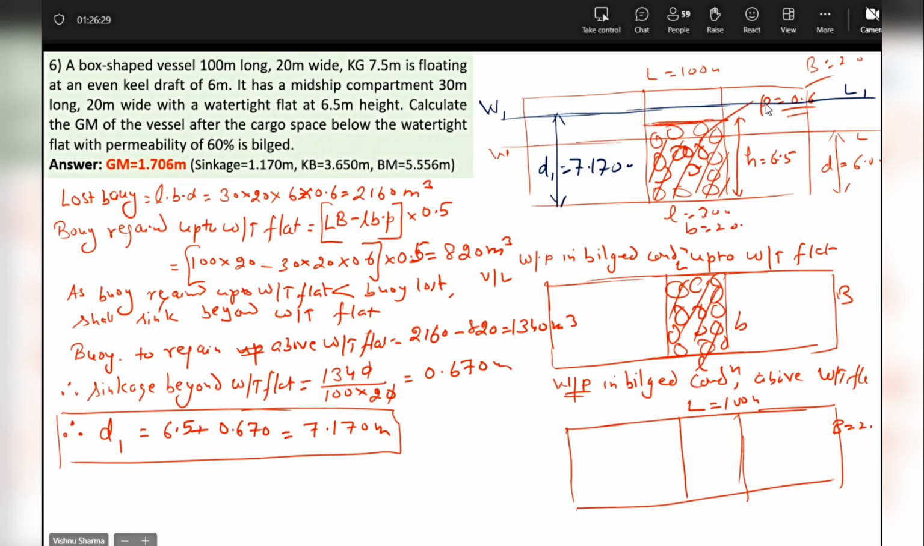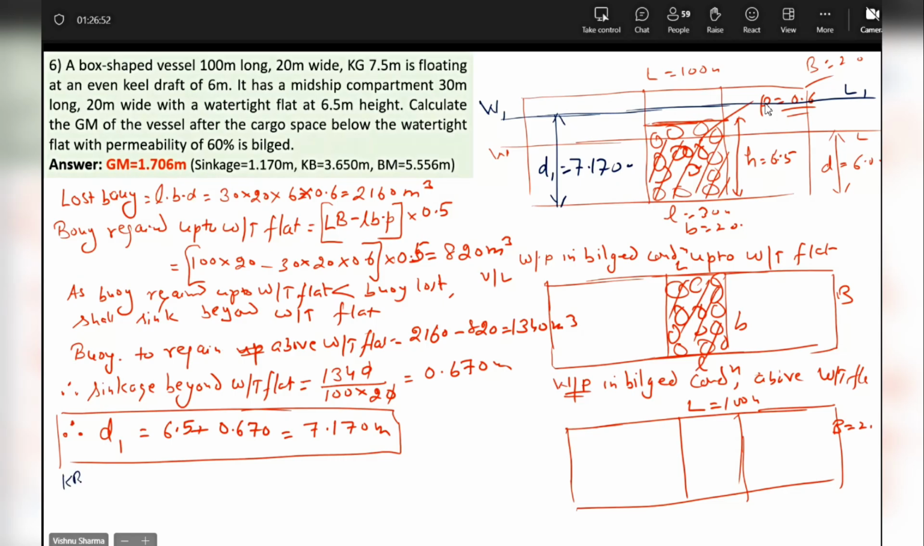Does everybody agree that KB will be by moments? Anybody has any doubts that it can be D1 by 2? Let me know. Does everybody agree KB will be by moments, guys? Yes or no? Yes, sir. Okay. Now, my I is on the diagram above.